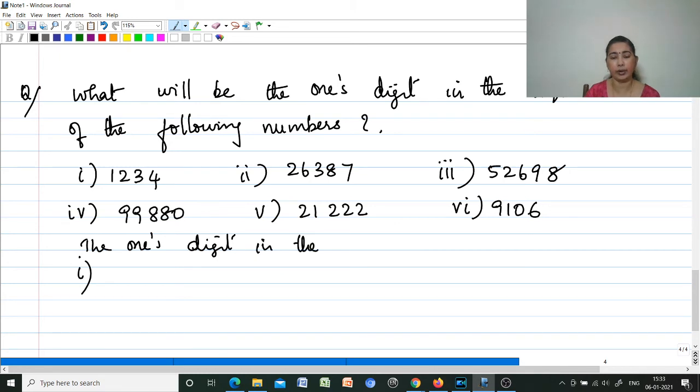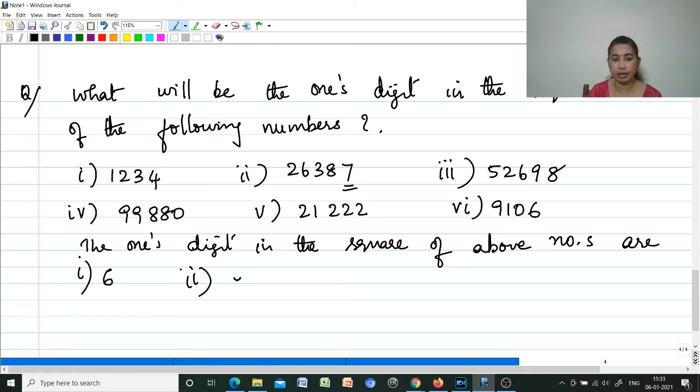The ones digit in the square of the above numbers: for the first one, I have to check only the 4. If 4 is at the end, the ones digit will be 6. Then second one, if it is 7 here, the ones digit in the square will be 9. Then third one, the last digit is 8, so its square's units place will be 4.